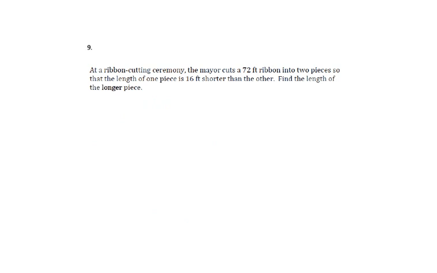Number 9 is a word problem about cutting a ribbon. A ribbon is 72 feet in length, cut into two pieces. One piece is 16 shorter than the other. So we'll break it up into first piece and second piece. I don't know what the first piece is, so I will call it x. I don't know the second piece, but what I do know about it is it's 16 shorter. So that's like saying x minus 16. And all of this should add up to 72.